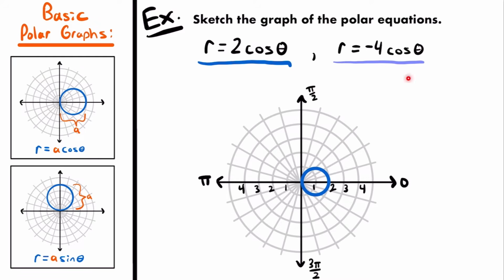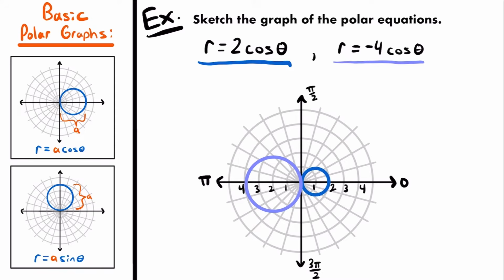So the graph of this polar equation will look something like this. All right, we have a circle with a diameter of 4. It's split by the polar axis, and it's on the left side of the vertical axis because that value of a is negative. Okay, so that is the graph of that polar equation.